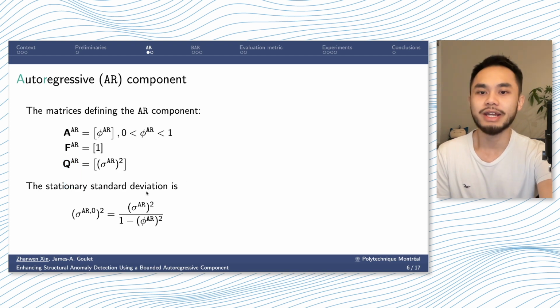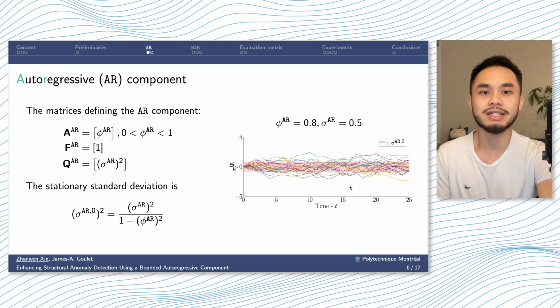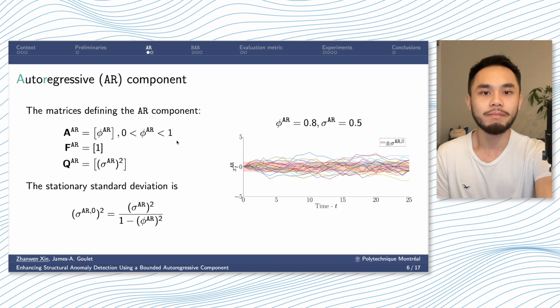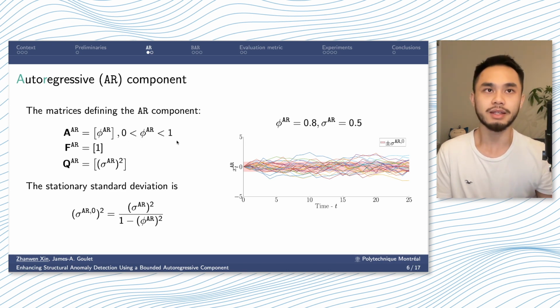The stationary standard deviation can be computed by using this formula, by using sigma AR and phi AR. This is one example of the realization of the AR components throughout different time series using phi AR equals 0.8 and sigma AR equals 0.5. We can see that by using a phi AR value between 0 and 1, we have a realization of the AR that is quite stationary. So from a generative point of view, using a phi AR between 0 and 1 can generate a time series that is stationary.